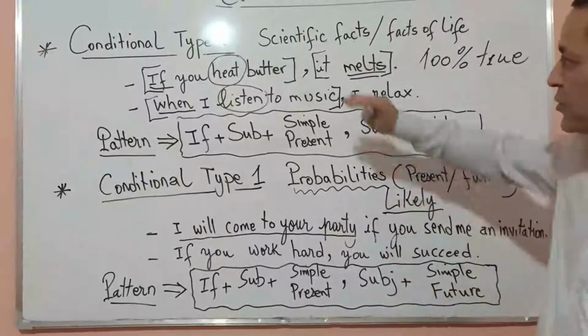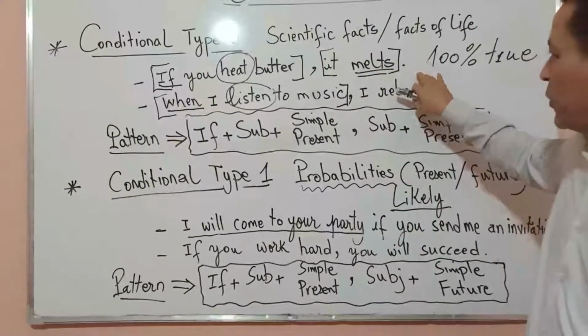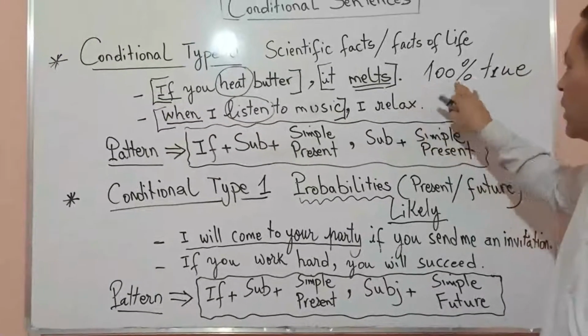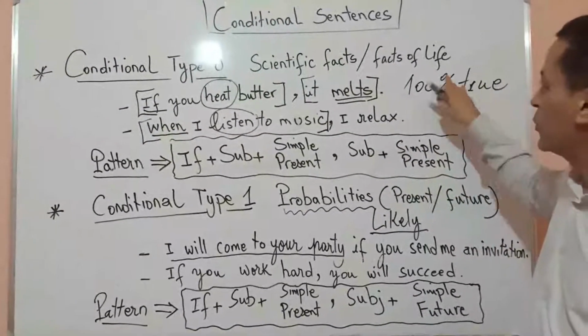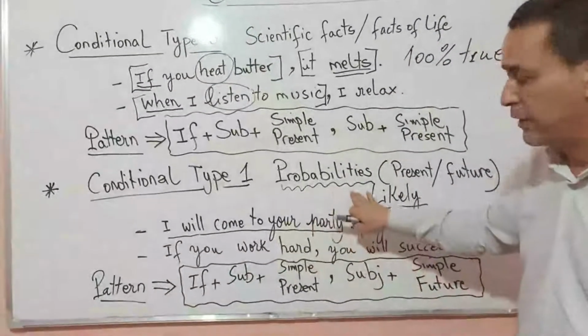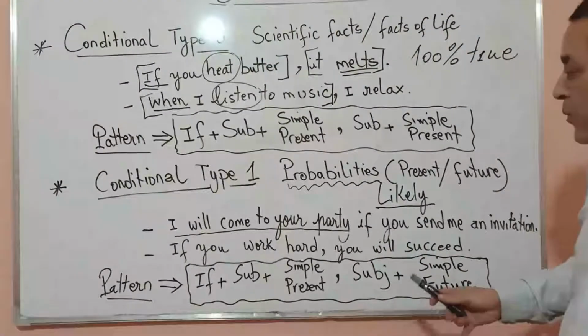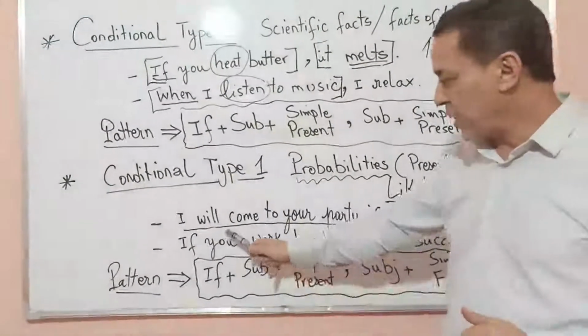Okay, this is the difference with conditional type 0, in which things happen all the time and are all the time true. They are facts. Here we are not talking about facts, we are talking about probable events, things that may or may not happen. Okay, now the structure.